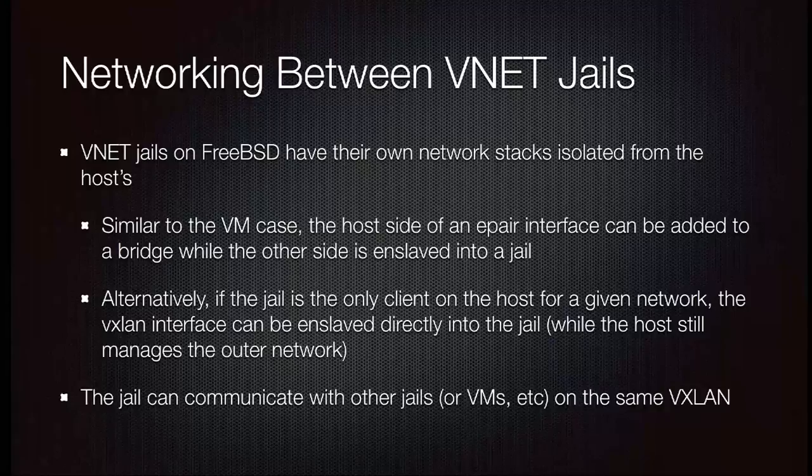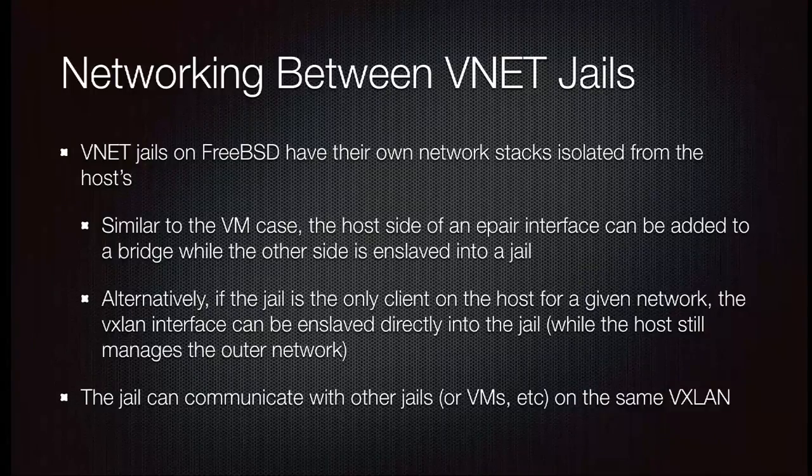If you're going to use VXLAN, it probably would be for one of a couple of reasons. Either you don't want the host to be that involved in the jail's networking, or you've got a lot of different jails and a lot of different networks, and you don't want them to necessarily mix. But you could do it two different ways. In the first case, it's very similar to the virtual machine. You would bring up the ePair, add it to a bridge. Same as you'd add a tap interface from a VM to a bridge with a VXLAN.